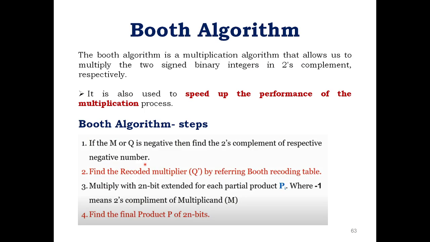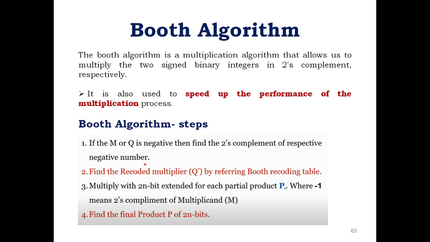The Booth algorithm is mainly used for multiplication. It is a multiplication algorithm that allows us to multiply two signed binary integers in 2's complement respectively. Means we will be considering both positive and negative integers. It is also used to speed up the performance of the multiplication process.